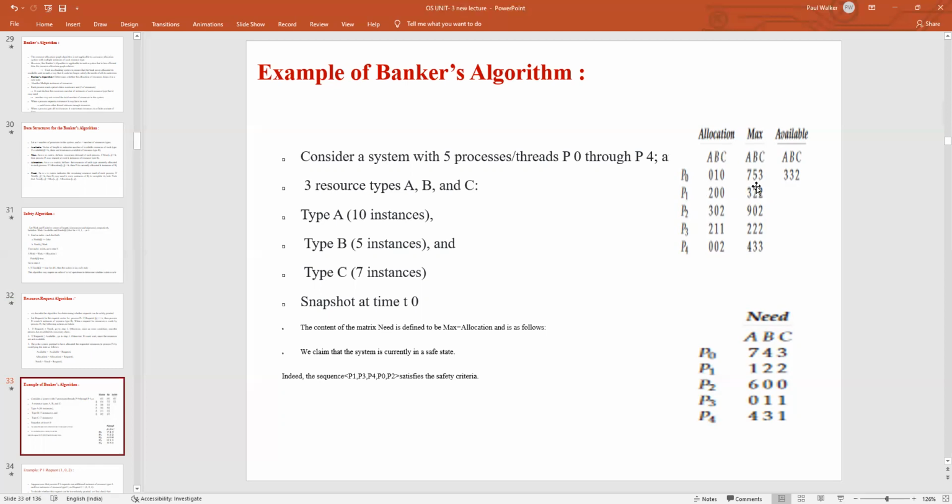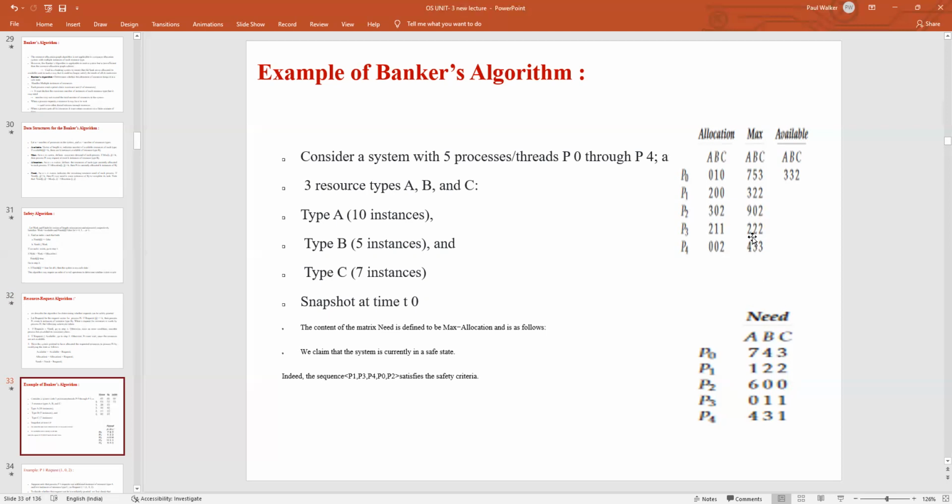Here for the process P0, the maximum value for A is 7, and 7 minus 0, the value becomes 7. After that, for B, the value is 5, 5 minus 1, the value is 4. After that, 3 minus 0, the value is 3. Coming to the process P1, A is 3, 3 minus 2, the value is 1. 2 minus 0, the value is 2. 2 minus 0, again the value is 2. For the process P2, the maximum value is 9. 9 minus 3, the value is 6. 0 minus 0, the value is 0. And 2 minus 2, the value is 0.